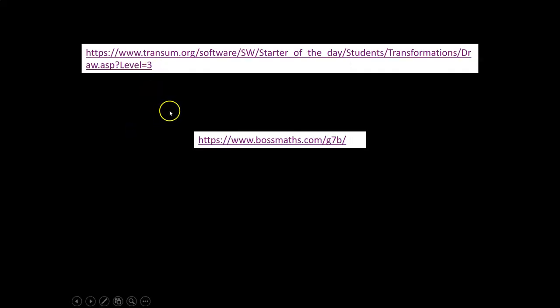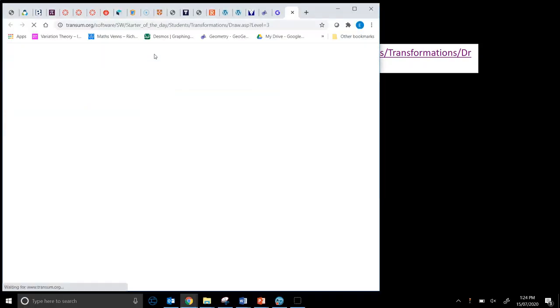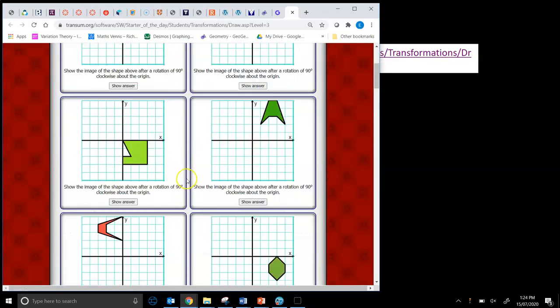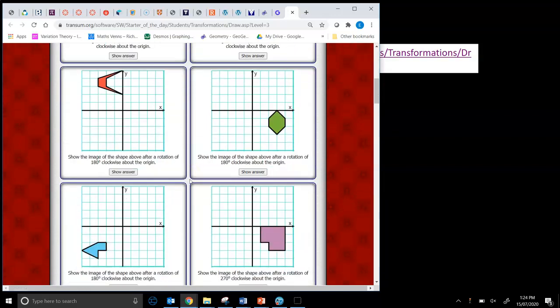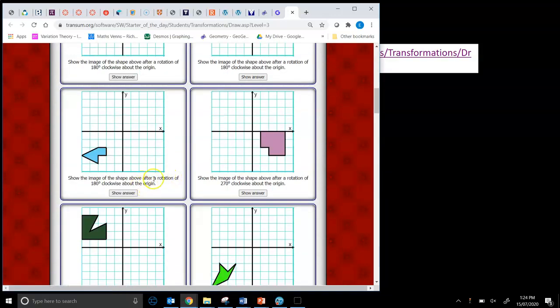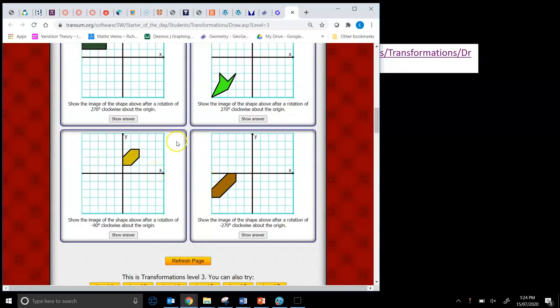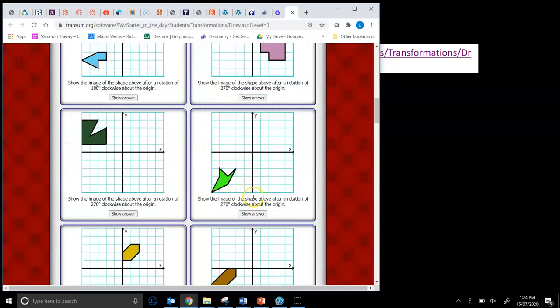Have a go now at the sheet that I sent you if you were able to print it. Each time rotate the vertices individually and then join them up at the end. If you don't have a printer, then you can use this link, which I also sent to you, to rotate these shapes instead. The origin is 0, 0. Note that all of the centres of rotation are about the origin.